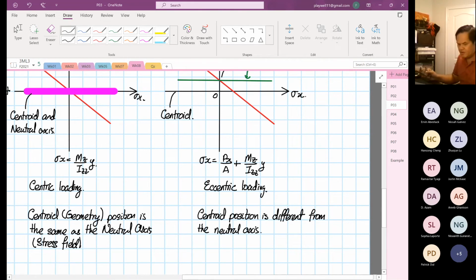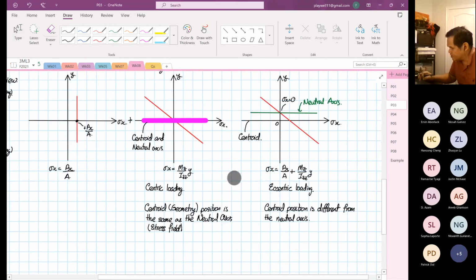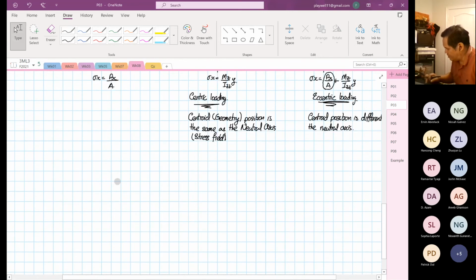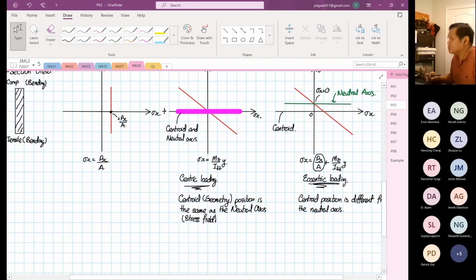Okay, that's where the difference comes in. So that is the difference between centric loading and eccentric loading. And the shift is because of our axial load.